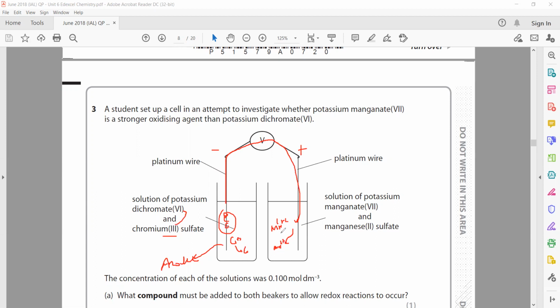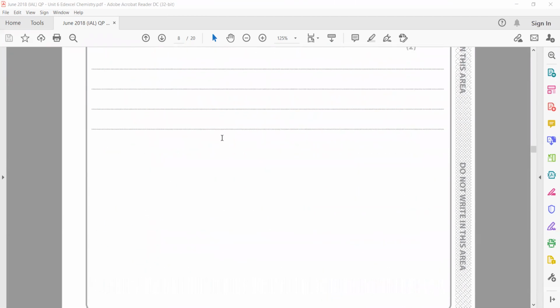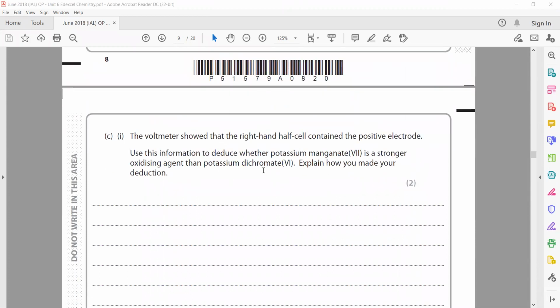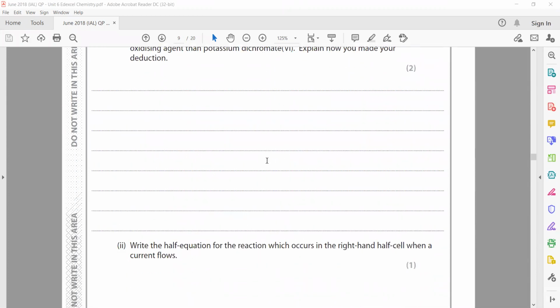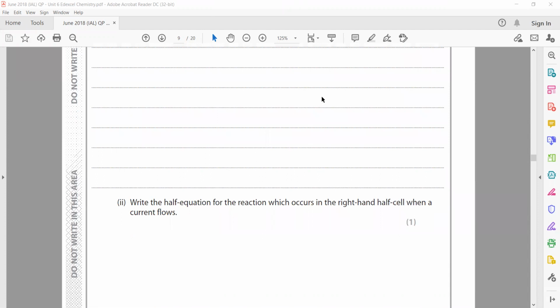So it shows that this substance is reduced. If a substance is reduced, it is an oxidizing agent, because the substance in which reduction happens is the oxidizing agent. Reduction means the substance is gaining electrons. So you will mention it is a strong oxidizing agent. Why? Because it is gaining electrons which are lost from the chromium ion.